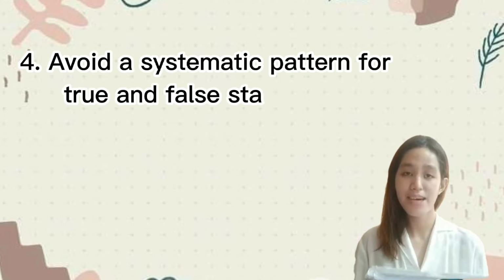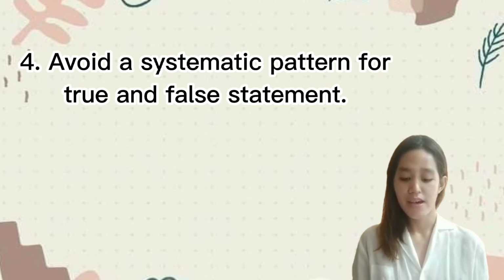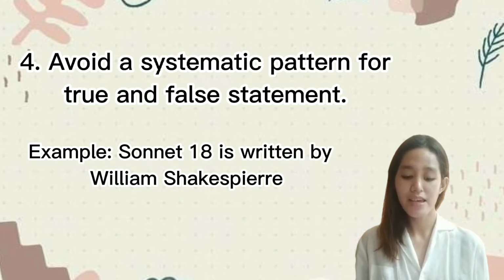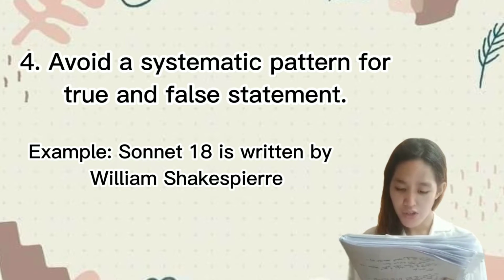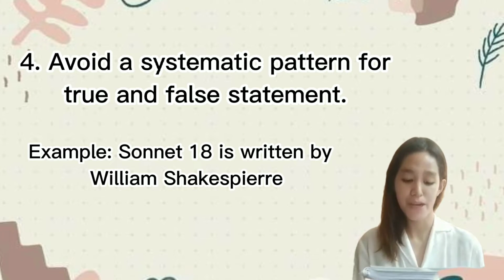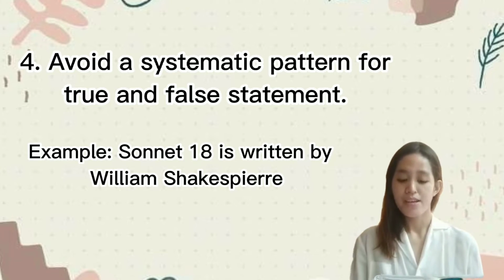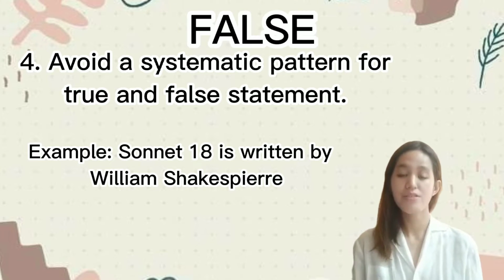Rule number 4, avoid a systematic pattern for the true and false statements. Example, Sonnet 18 is written by William Shakespeare. The answer in the given item is false since the surname of the author is misspelled.